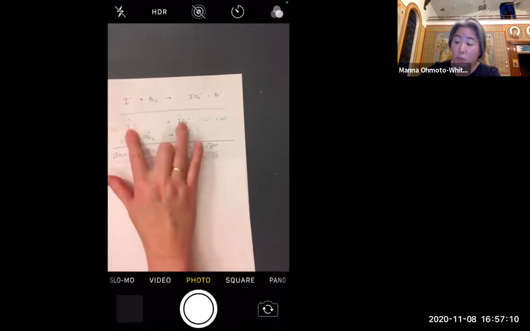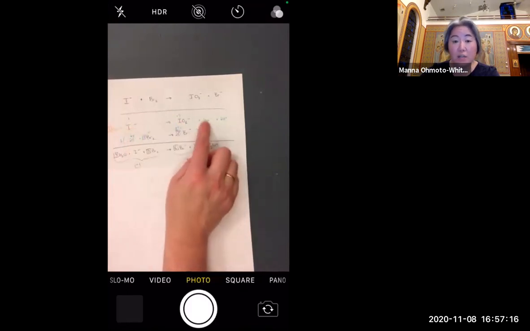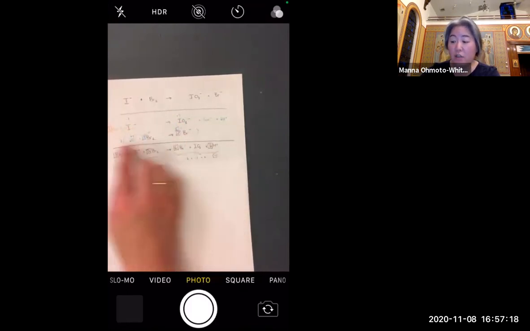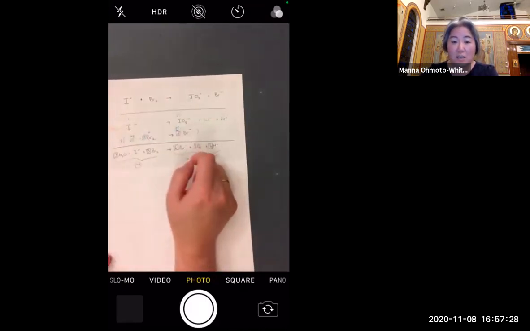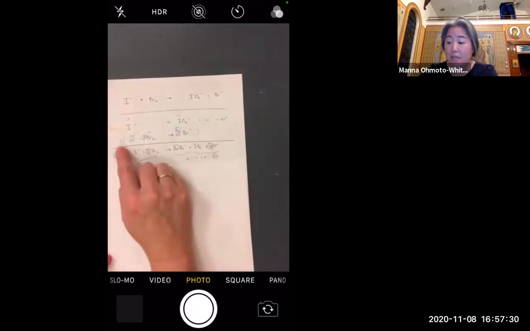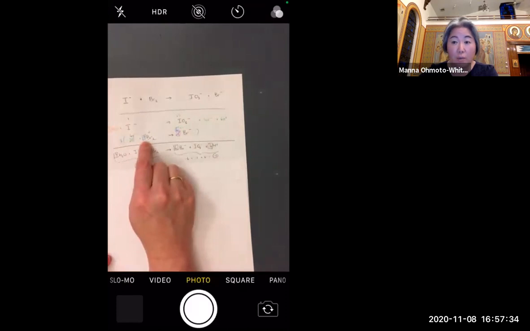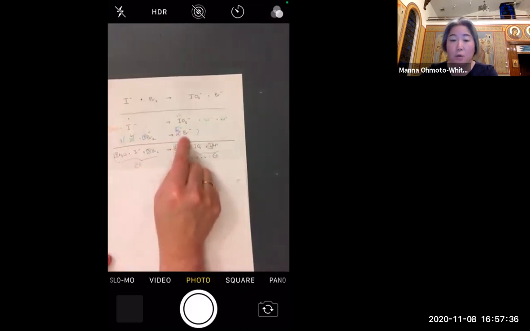Well, each one going from iodine ion to the iodate ion, I have to lose 6 electrons. So I have to run this reaction 3 times. So to balance out the electrons, I have to multiply the lower reaction by 3 so that it's gaining 6 electrons for every one of these that is lost, right? So I'm multiplying everything through by 3, and now it becomes 6 electrons, 3 bromine molecules, and 6 bromide ions.